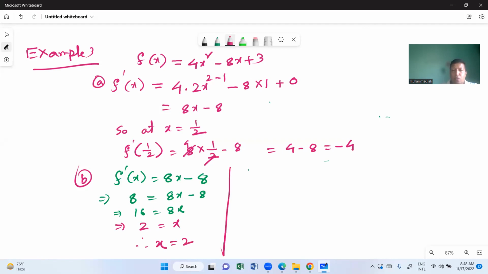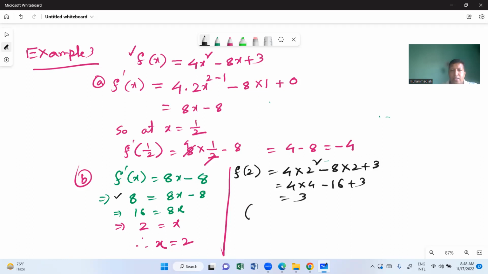That means, put it in the f function, so f(2) equals what? 4 into 2 squared minus 8 into 2 plus 3. That means 4 into 4 minus 16 plus 3. So this is 16 minus 16 plus 3. So the coordinate where the gradient is 8 is (2, 3).